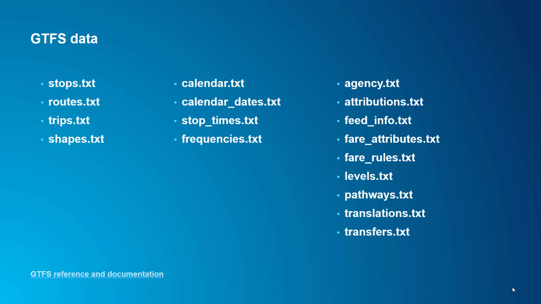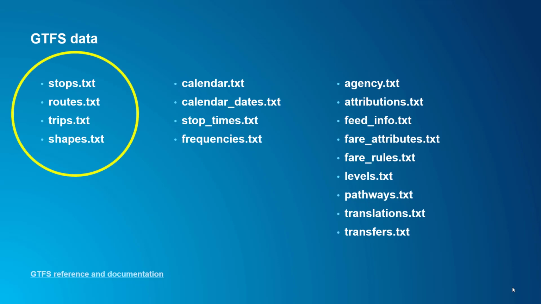A GTFS dataset is a series of comma-delimited text files with a specific schema. The files are related to one another by ID fields. Here on the slide, I've listed all the files. Some of them are required and some of them are optional, so you won't see all of them in every dataset. The files in the first and second columns are the ones that are most relevant for the analysis we're going to be talking about in ArcGIS. The ones in the third column are less relevant, so I won't talk about any of them in any detail. I've included a link to the GTFS reference guide and documentation in the slide.